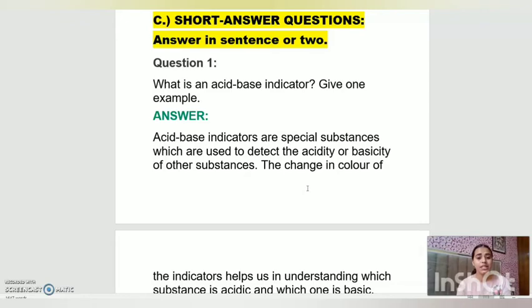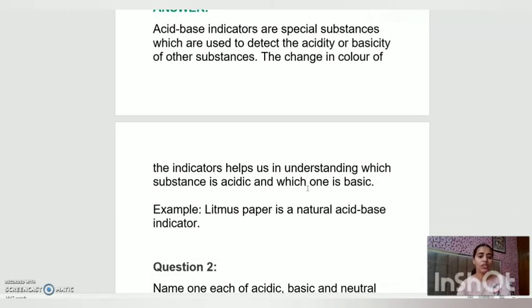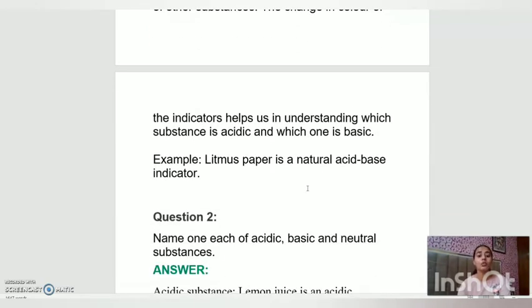So students, acid base indicators are special substances which are used to detect the acidity or basicity of other substances, right? So an acid base indicator is a special substance, student, which is used to detect the acidity and basicity of other substances. The change in color of the indicator helps us in understanding whether that substance is acidic in nature or basic in nature, right? For example, litmus paper. Litmus paper is a natural acid base indicator, right? Natural, it is used naturally.